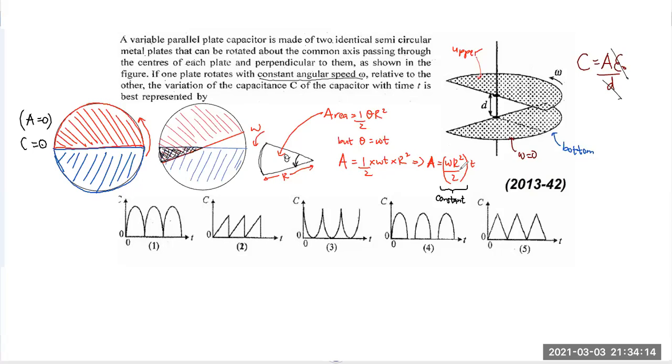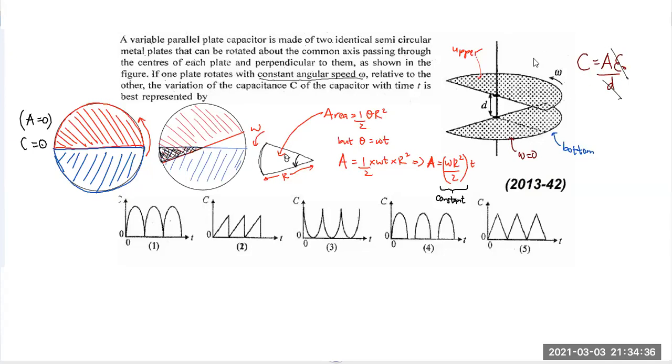Therefore, A will increase linearly with time. Area means the area covered by the disk, the intersecting area. It will increase linearly with time. That's what I'm trying to say. It won't increase non-linearly with time. It will increase linearly with time. And a little while ago, we just figured out the equation, this one.